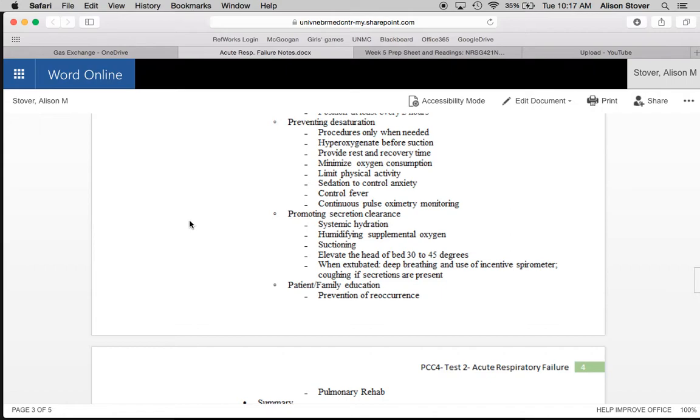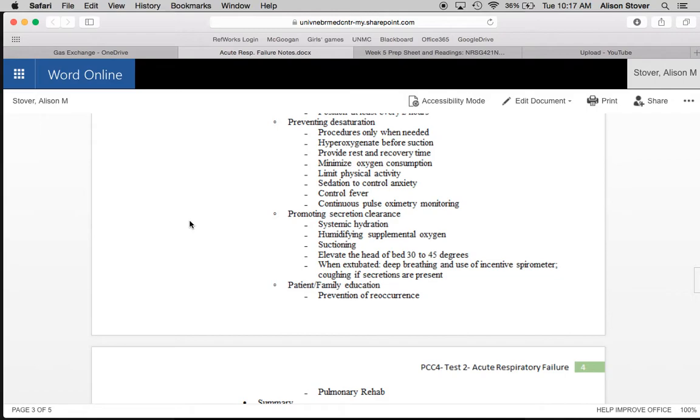If you have to suction the patient, which you will probably have to do frequently, you want to hyperoxygenate before you suction them. On the ventilator, I'm sure the respiratory therapist showed you, there is a big button that says 100% O2. You just push said button and then you suction the patient. Provide rest and recovery time.